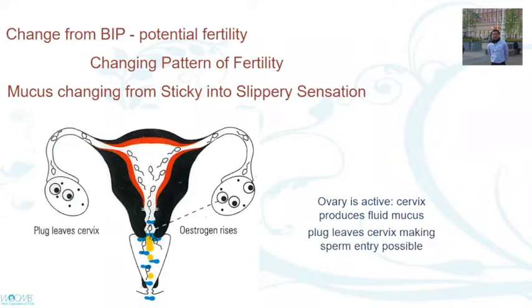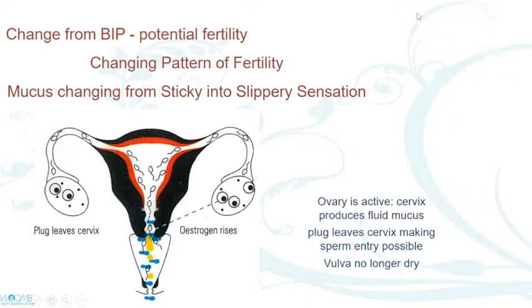The plug leaves the cervix during the days of the changing pattern of fertility, making sperm entry possible. And most important, during these days the vulva is no longer dry. What would the sensation at the vulva be? Sticky. It would become wet and end up with a slippery sensation at the vulva. This is what we call the changing pattern of fertility, wherein the sensation of the mucus changes from a sticky sensation, ending with a slippery sensation.